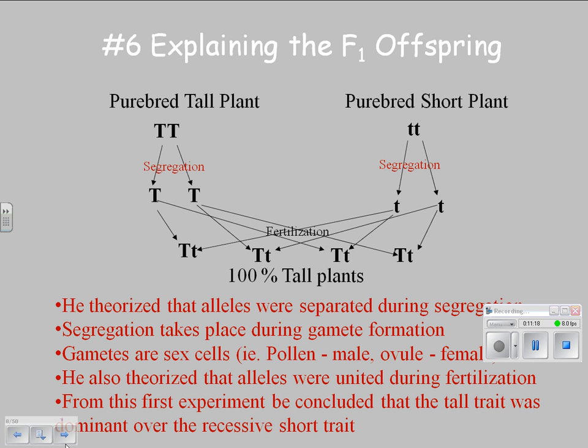So the question is asked, what is segregation? It's the separation of alleles prior to fertilization. What happens to alleles during segregation? They're separated from each other. What are gametes? The gametes are the sex cells. They're the pollen for the male plant, and the ovule for the female. So what is fertilization? It's basically when the alleles are united during the process of sexual reproduction.